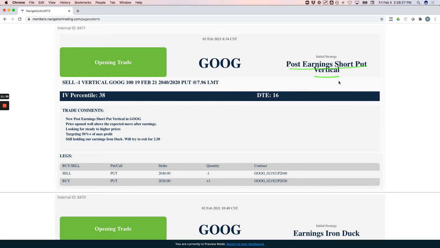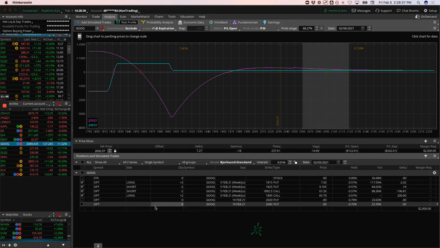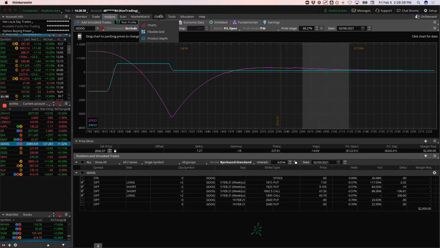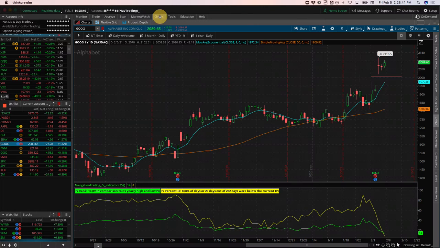You can buy an in-the-money call, or you can sell puts. In this case, based on the price of Google, we did a short put vertical. I already closed it out, and we booked over 40% of max profit in just a couple days. Google opened up above the expected move and initially pushed higher. We were close to getting out the same day. Next day it dropped down, and then today just this little push up gave us the opportunity to book over 40% of max profit.